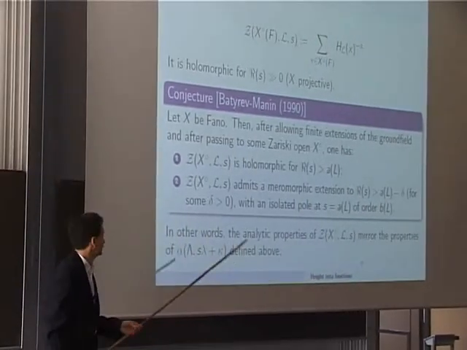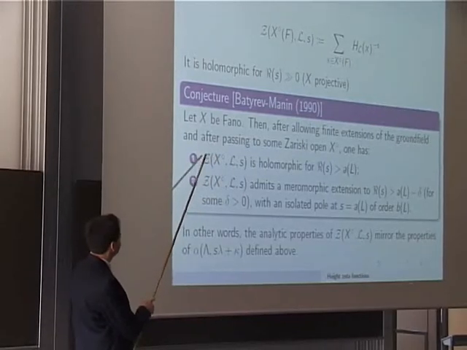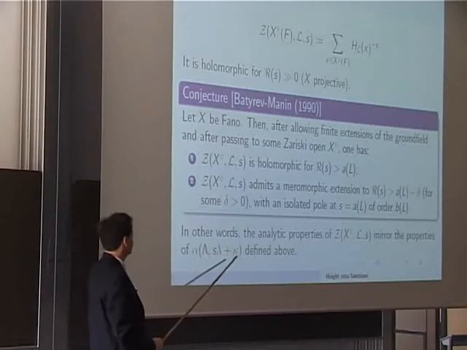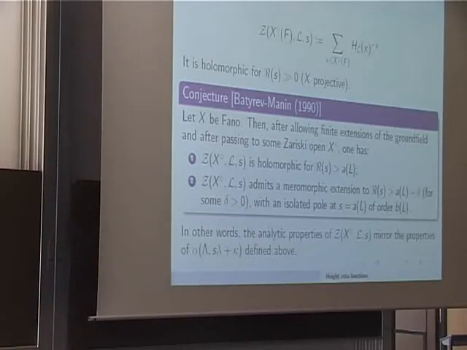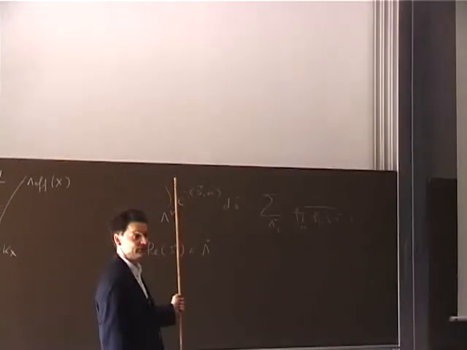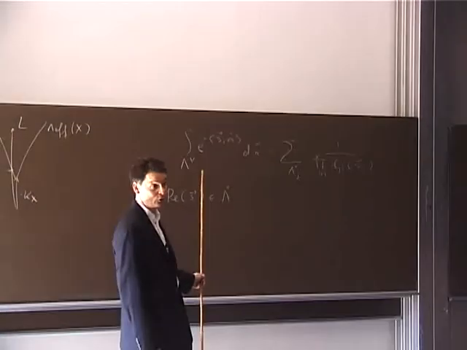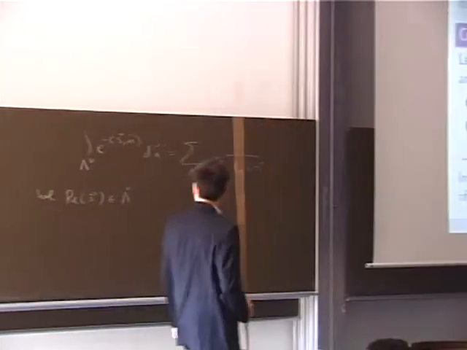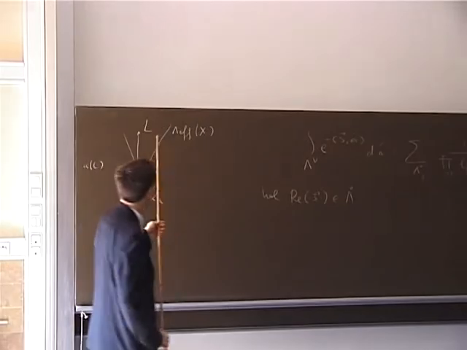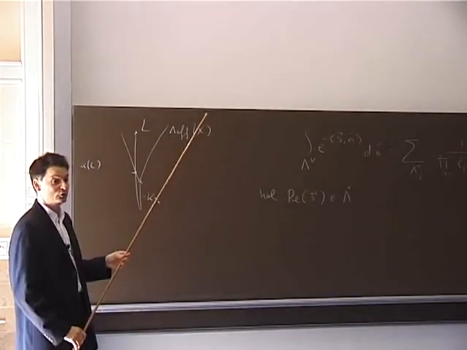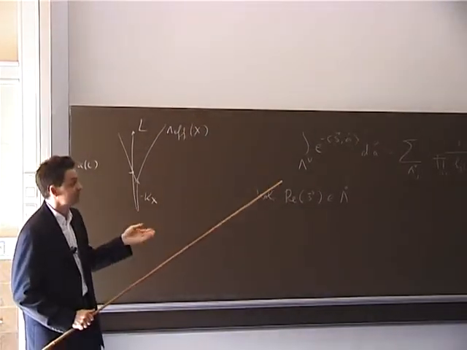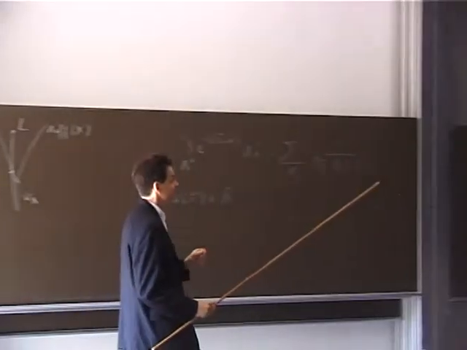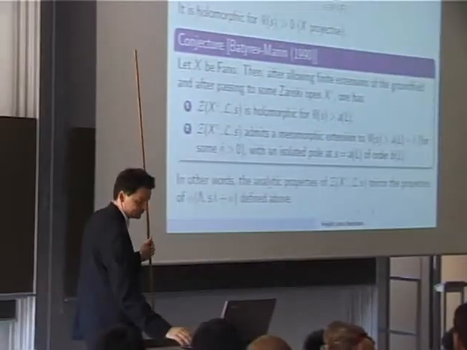In other words, the properties of this zeta function, like in one complex variable, should mirror the properties of this function appearing in the theory of cones. The restriction of this function to the line through L, or lambda, if you like, should be, at least analytically, the behavior of these functions should be the same. So that's a picture. All right?